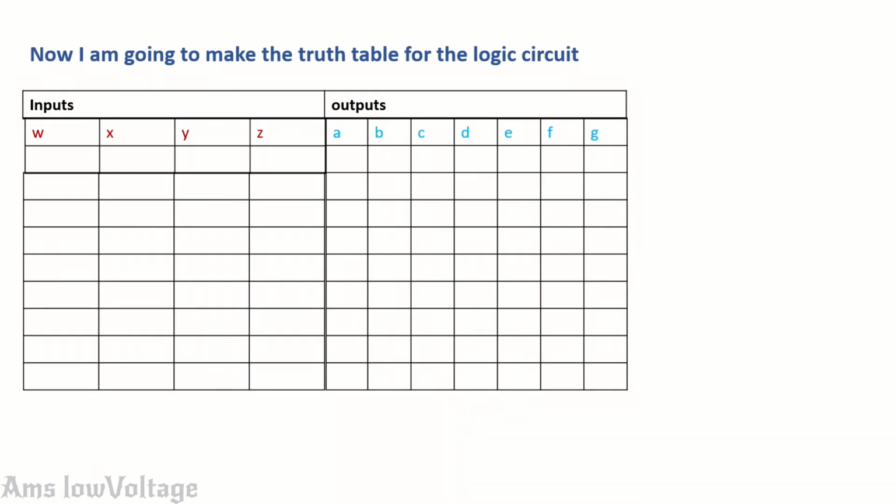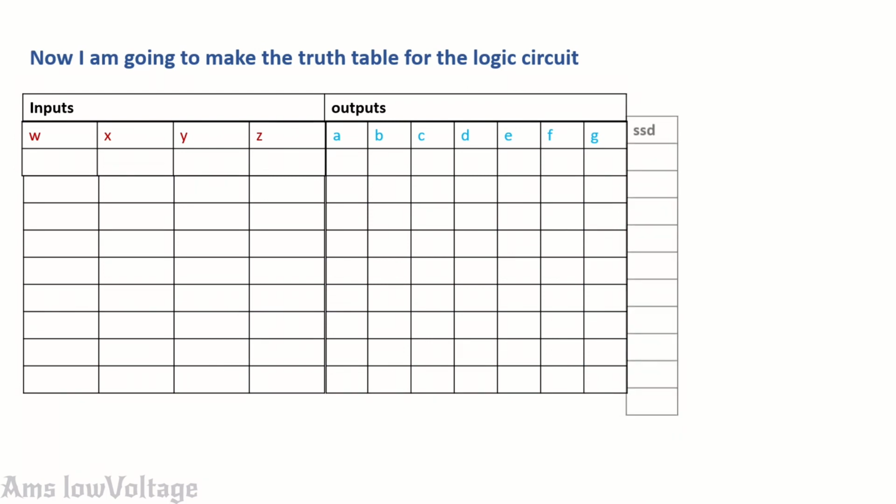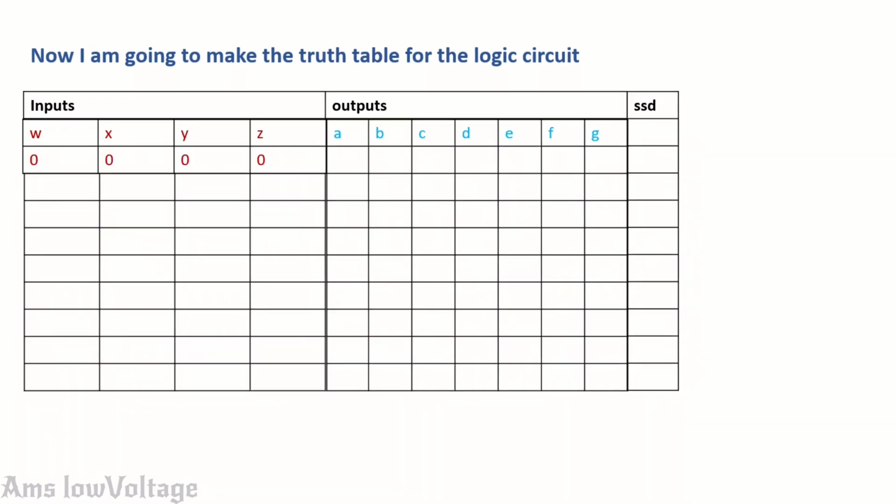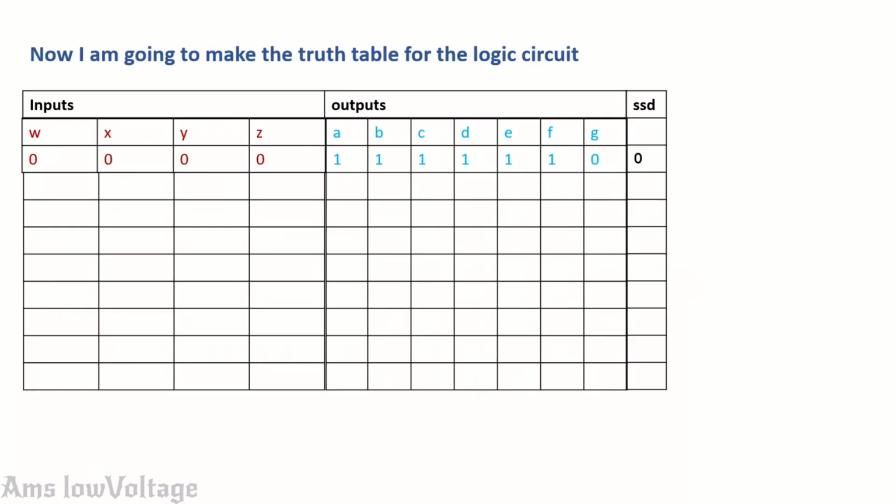So I have put our inputs in the table on the left-hand side, and all the outputs from A to G on the right-hand side. On the very rightmost side I have put another column for the SSD, which will display the shapes of our digits. So for input 0000, we want the output like this: only G will be 0. That means only the G segment will be off, and all other segments have to be on. That will make a shape like this, 0.